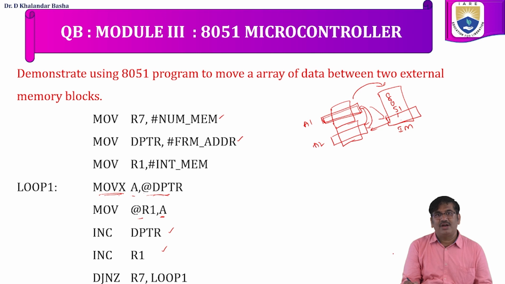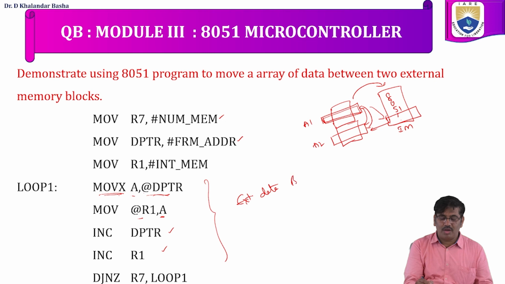So here we have to continue until the number of memory locations are finished. So we will write DJNZ R7, loop 1. The number of memory locations is in R7. For every transfer, decrement R7, and if it is non-zero, go to loop 1. So this block will copy the external data from block 1 to internal memory.